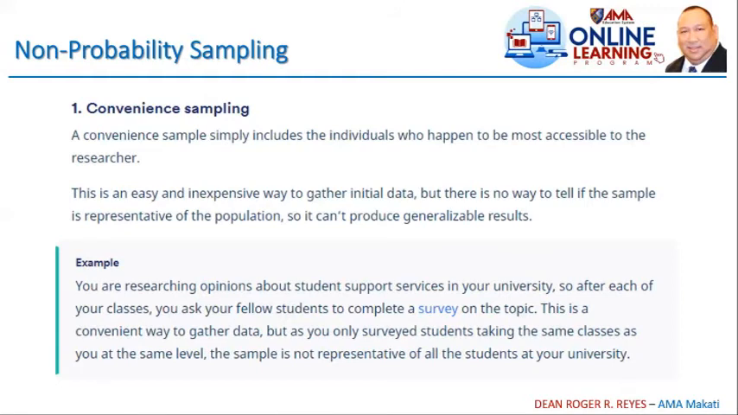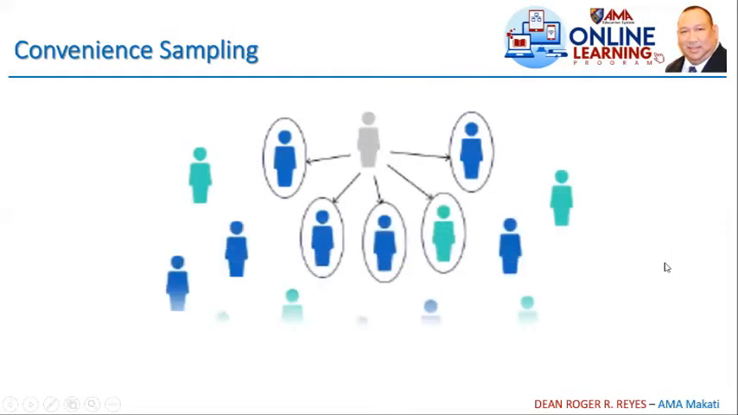Kasi pag cluster, di ba sabi natin, mamimili lang isang cluster. Eh kung napili mo ang first year, wala pang gaano exposure yan sa support services. So ang cluster na napili mo, first year, again, hindi na naman siya representative. So yan ang convenience. Convenient para sa researcher. Yung pinakamalapit lang, yun ang pipiliin niyang respondents. Okay? So, pwede niya mapili lahat lalaki, lahat babae, or 80% ay lalaki over 20% ng babae. Which, hindi naman yun ang prorated, ang percentage distribution ng sample.